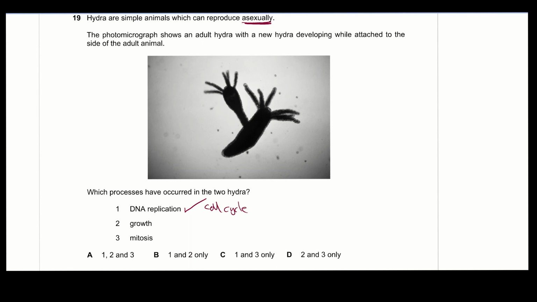For 2, growth has taken place. You could clearly see the number of cells increased. So this is correct. 3. Mitosis. If growth and DNA replication took place, these are the features, or the benefits, of mitosis, then definitely it did take place. So the answer is going to be A.